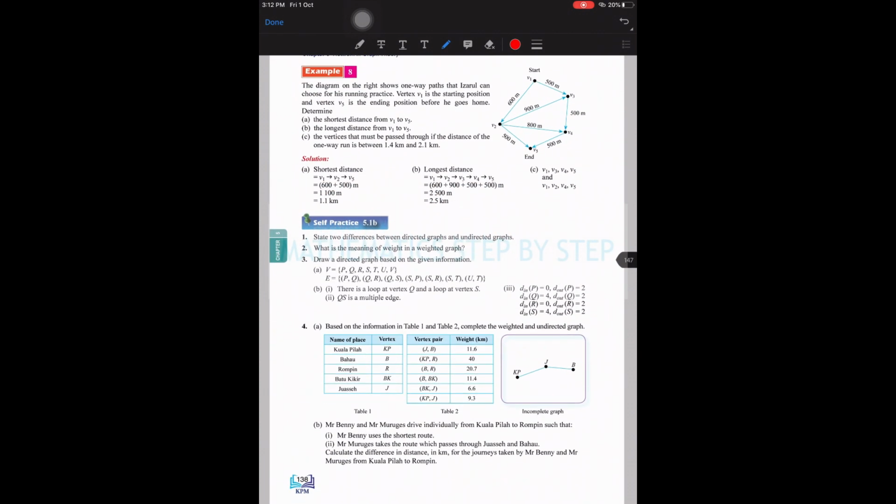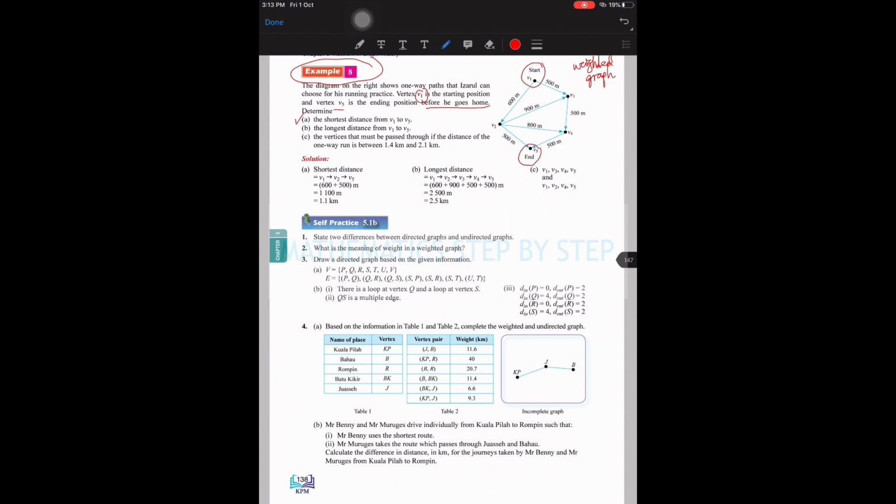Now let's go through example 8 together. The diagram on the right shows one-way paths that Izarul can choose for his running practice. Vertex V1 is the starting position. V5 is the ending position. Here is the end. Before he goes home, determine A, the shortest distance from V1 to V5. We can see this is a weighted graph because there are weights at the edges. Now we want to determine the shortest distance from V1 to V5.